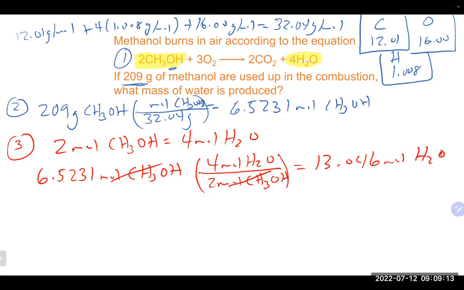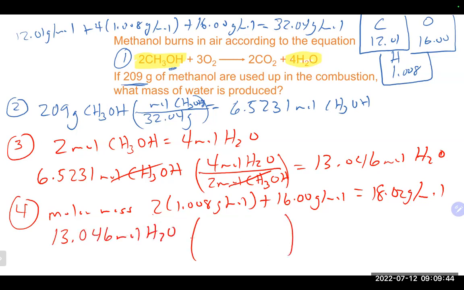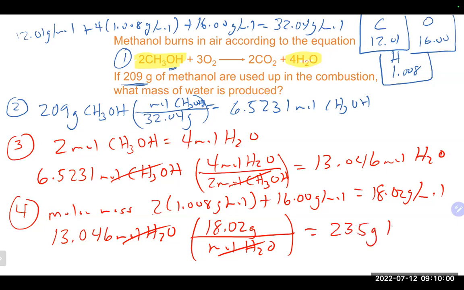We actually want grams. So we do have step number 4, which is we need the molar mass now of water to do that, which would be 2 times 1.008 plus a 16 there. Gives us 18.02 grams per mole as the molar mass of water. We're going to use as a conversion factor here, 13.046 moles of water using our molar mass, where grams in this case would go up on top, so we end up with grams. The moles of the water cancel, and we end up with about 235 grams of water would be produced.